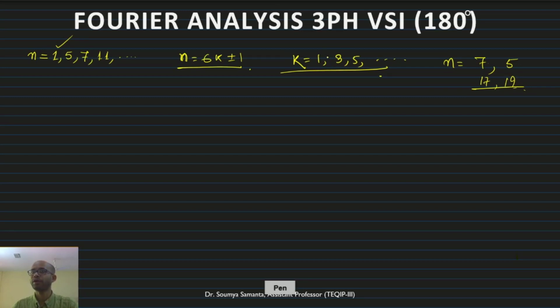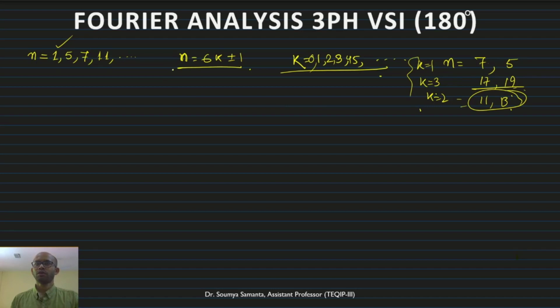There will be k equals to 2 also, so k goes 1, 2, 3, 4, 5, this way. For k equals to 2, what will be the values? 12 plus 1 and 12 minus 1, that means 13 and 11. So these are the values this way. Triplen harmonics are eliminated from the system.